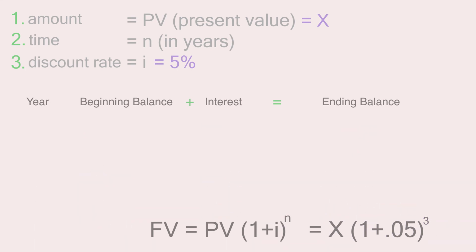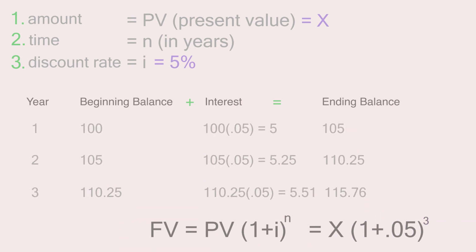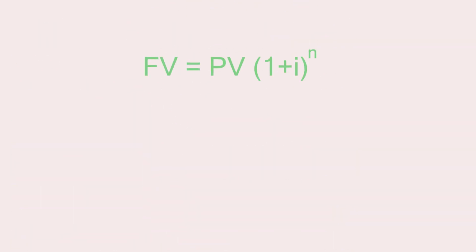Here's what those numbers would be if the original deposit was $100. You can see that the amount of interest earned each year increases. That's because the beginning balance is increasing every year when we reinvest our earned interest. Our future value in 3 years is $115.76. This formula can be reversed to calculate present value.